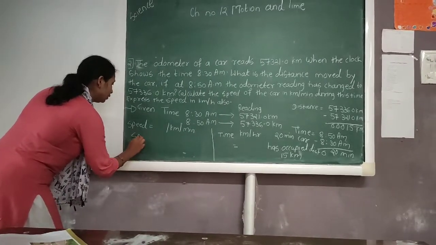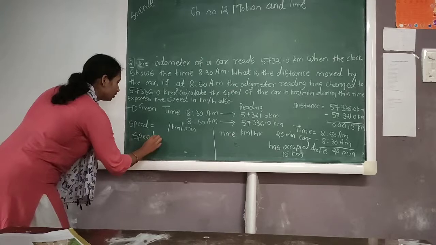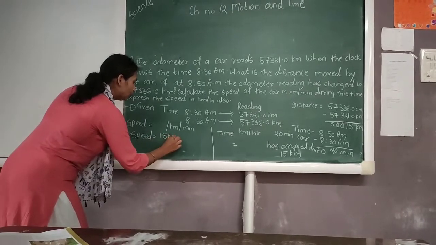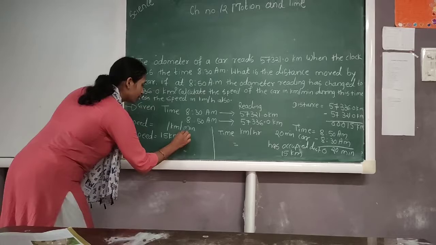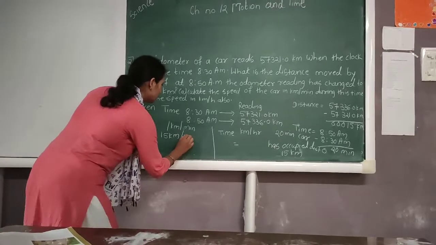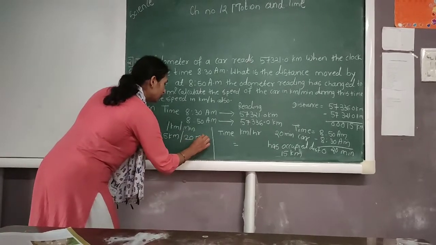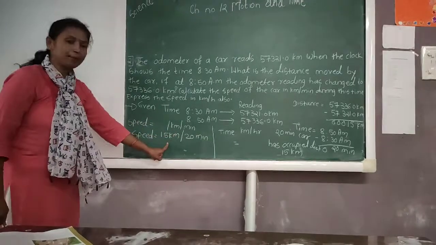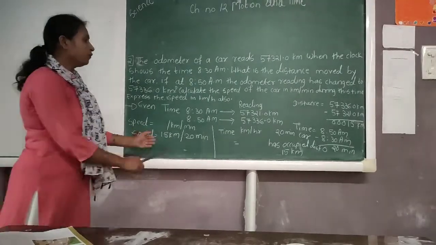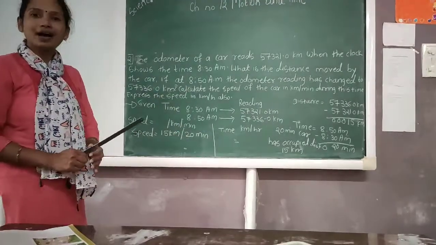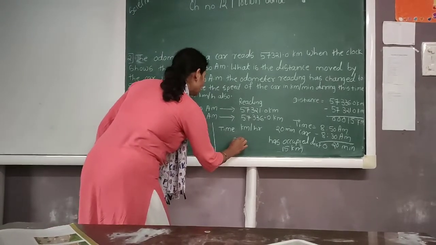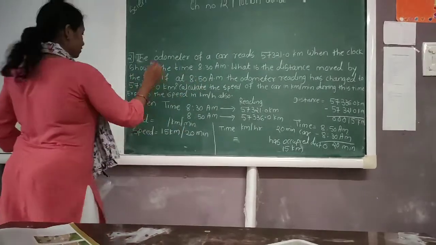So, speed is equal to 15 kilometers per 20 minutes. In 20 minutes, it has covered 15 kilometers of distance. Now we have to convert it into hours. So what we are supposed to do, we will go in this way.